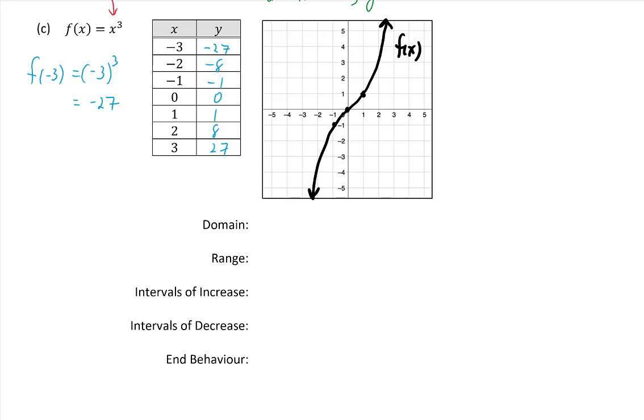So first of all, the domain, we know that x can be any real number. I could put any value into this function. Similarly, I can get any y value out of this function. Intervals of increase. So we see that f of x is increasing for all of x. Intervals of decrease, f of x is not decreasing or never decreases.